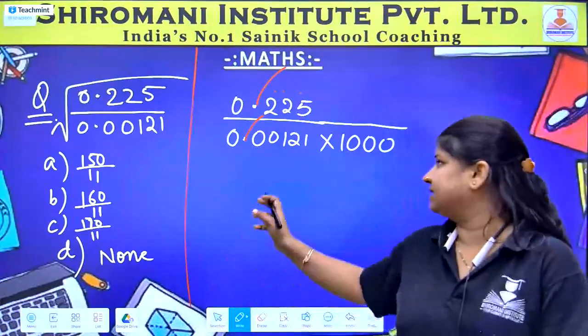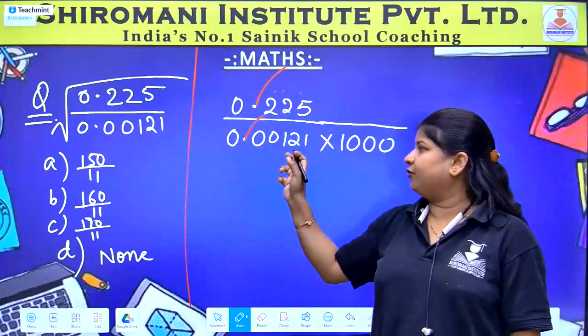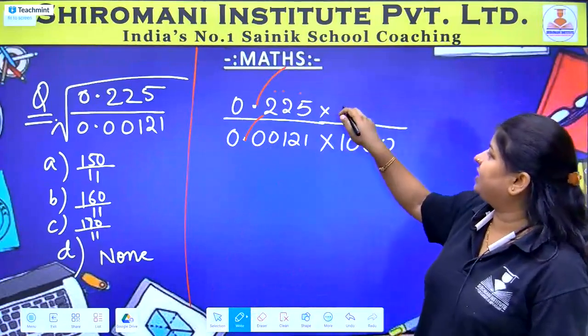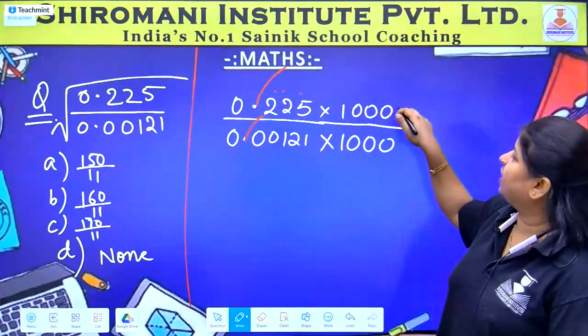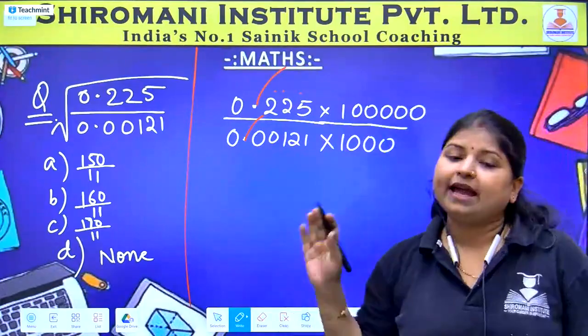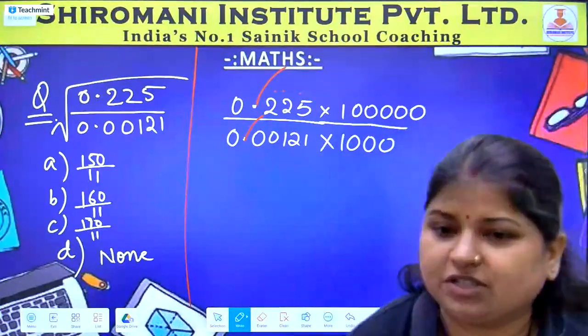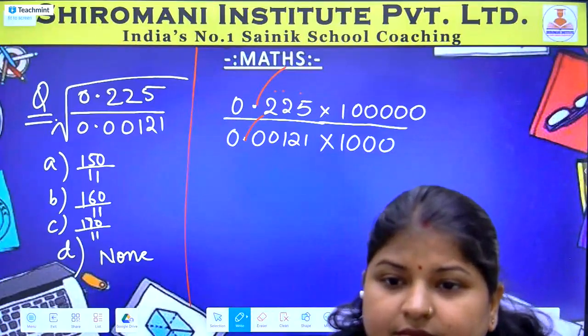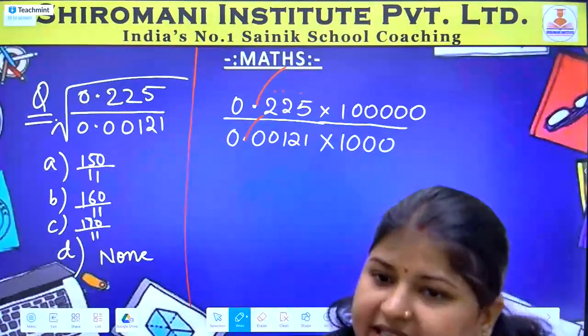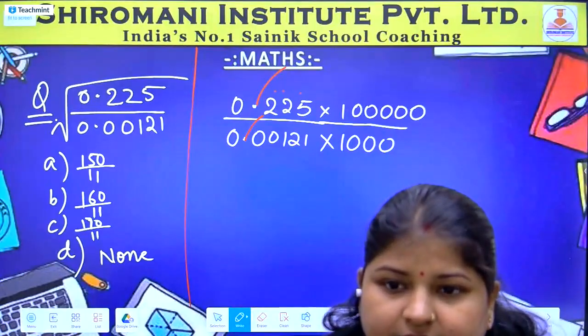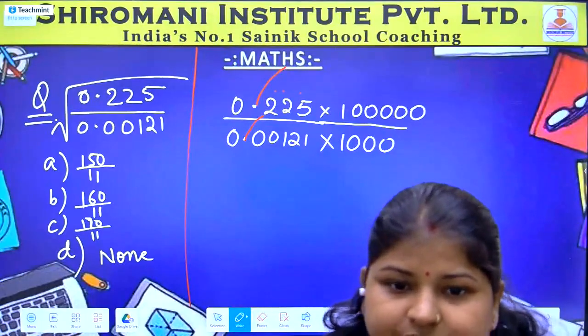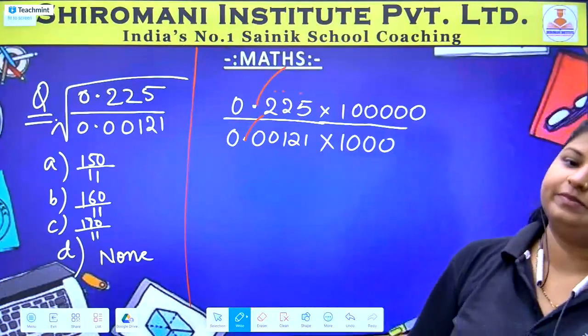So how many digits? 1, 2, 3, 4, 5. So I will write 1, 2, 3, 4, 5, 6. Any doubts in this step? Do raise your hand. Any doubt, anyone? In this step, do raise your hand. No one? Okay. Then let's move ahead.